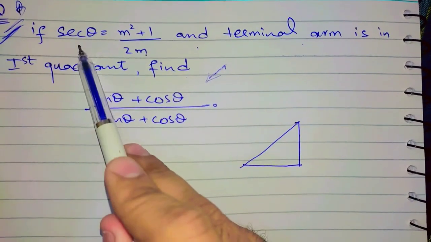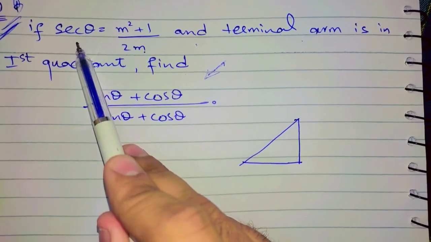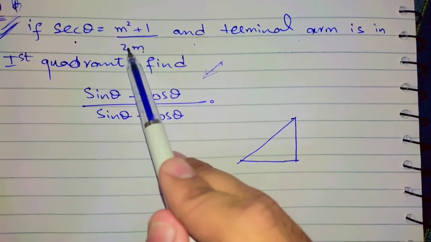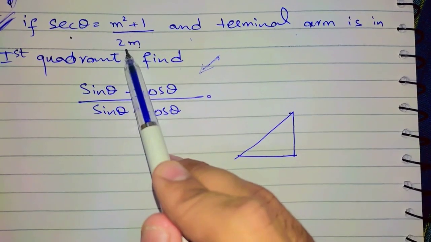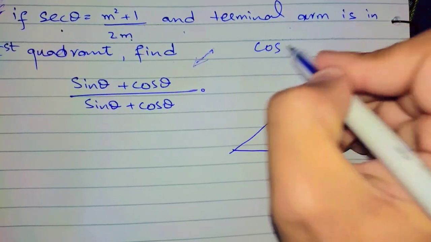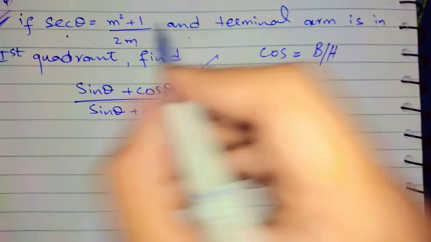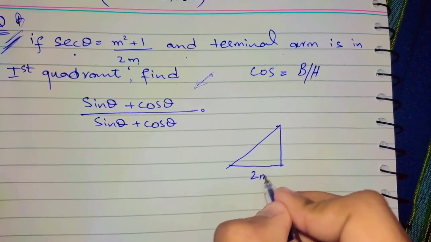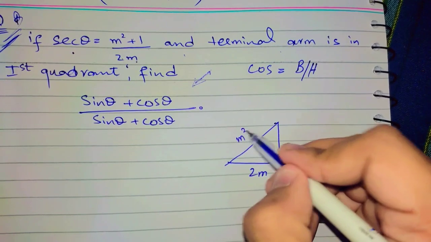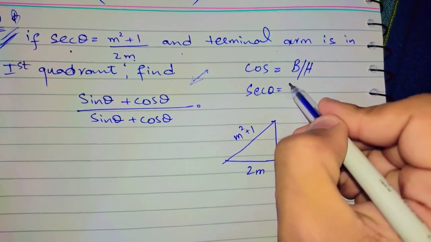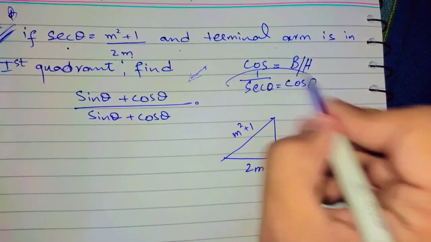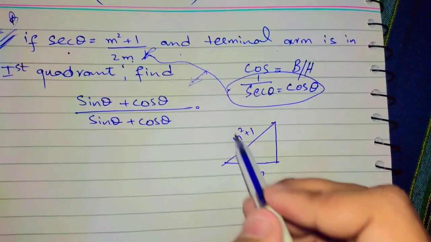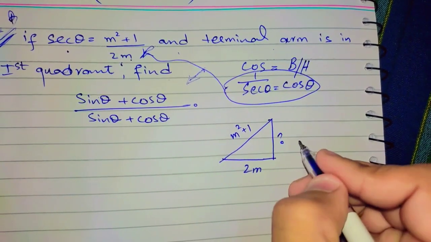You are given the secant theta value. Secant theta is the reciprocal of cos theta, so when we swap the numerator and denominator, it will become the cos theta value. So secant theta equals (m square plus 1) divided by 2m, and cos theta equals base divided by hypotenuse. So 2m will become the base, and m square plus 1 will become the hypotenuse, because 1 over secant theta equals cos theta. Now we have to find the perpendicular value.